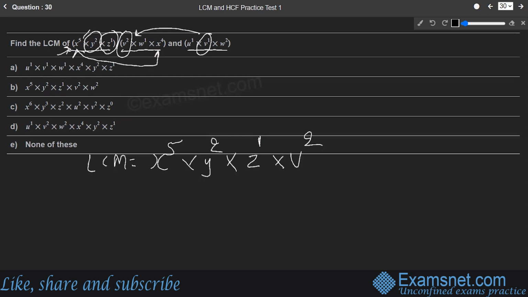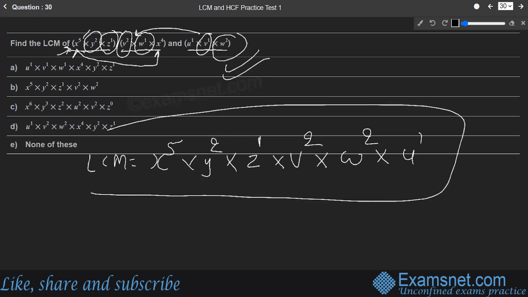So we're going to write down here v square into. Next variable is w. W's power is 1 and W's power is 2 also available. So we will go by the highest power, which is 2. So it will be W square here into. Next variable is X, we have already taken. U is still left out, so we can write U to power 1. That is appearing only one time. So this will become the LCM of all these three bracket phrases.